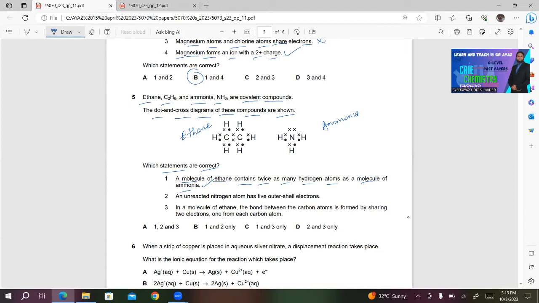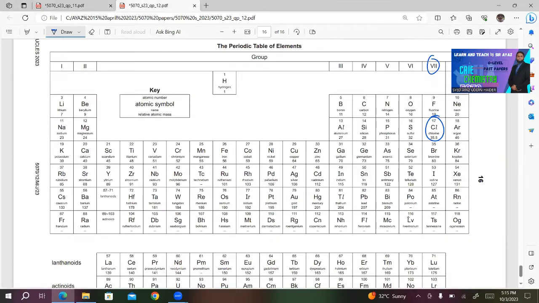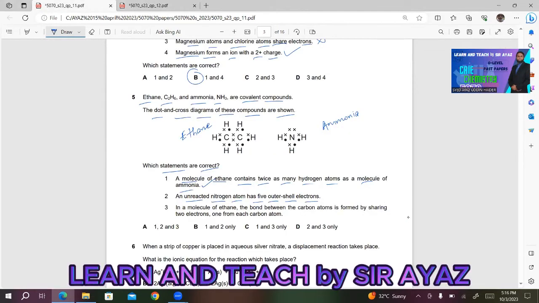Number 2, an unreacted nitrogen atom has 5 outer shell electrons. If you look at the position of nitrogen in the periodic table, here it is. It must have 5 valence electrons. So this statement is also correct.